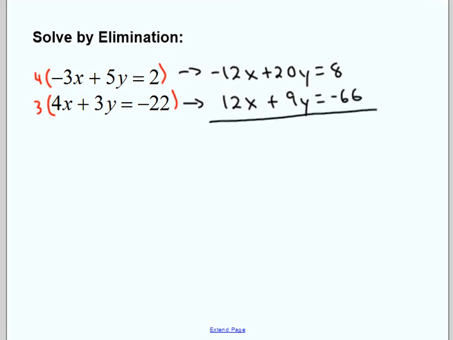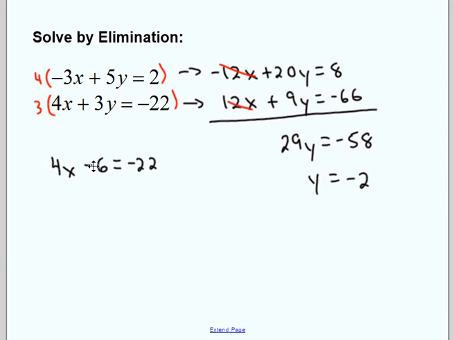If I add these equations, look at this. The x's cancel, they're eliminated. I get 29y, and then 8 minus 66, I believe, is negative 58. Divide by 29, and y is negative 2. If I plug that in this bottom equation, I'm going to get 4x, then 3 times negative 2 is negative 6. It's going to be negative 22. Bring the 6 over here, it becomes positive. 4x equals, excuse me, negative 16. Divide by 4, and x is negative 4.